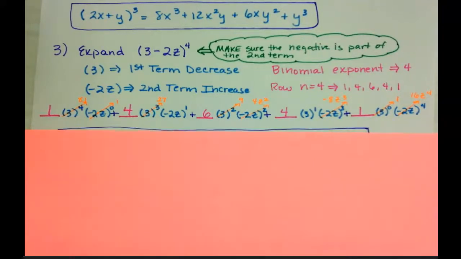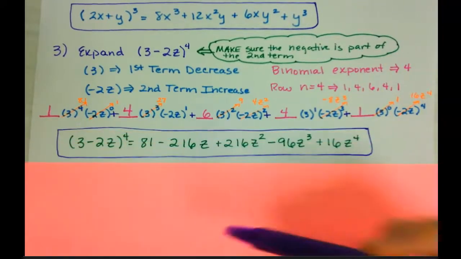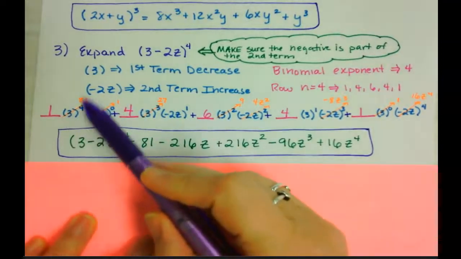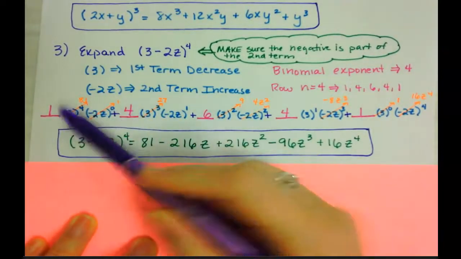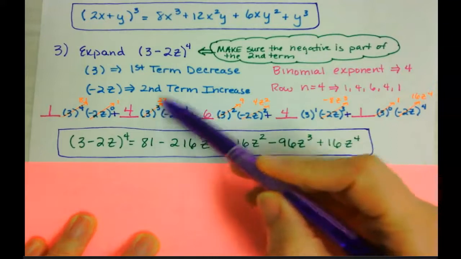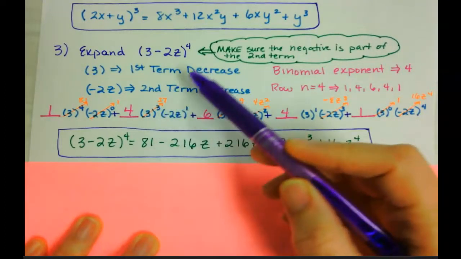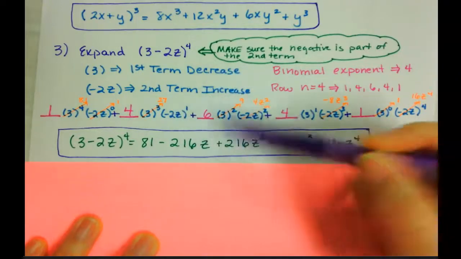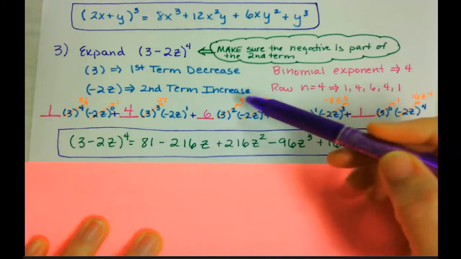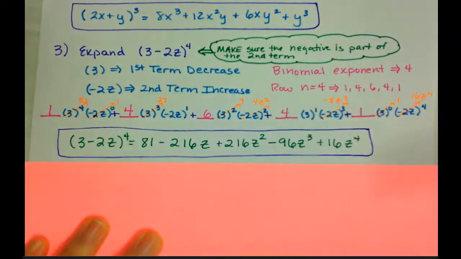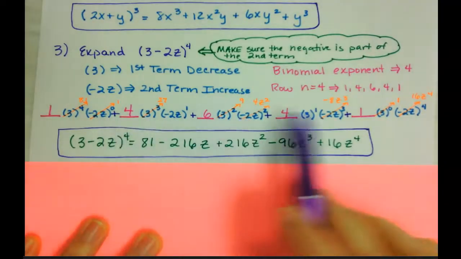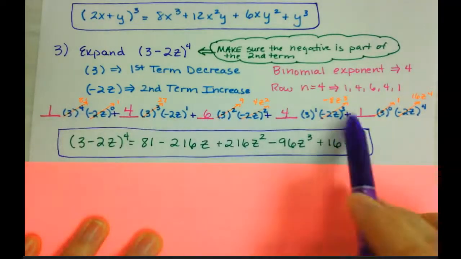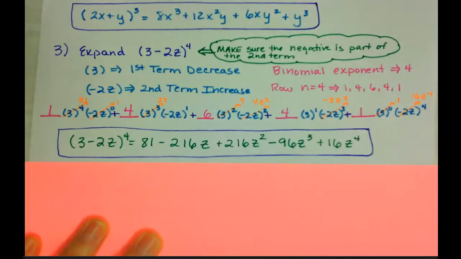So now we're going to clean it all up, and when we clean it all up, this is what we have. So 3 to the 4th is 81 times 1 times 1, and then 3 to the 3rd power is 27, 27 times 4 times negative 2. And so you just keep cleaning each term up that way. Don't forget, once you expand the terms, then don't forget to drop in the numbers from Pascal's triangle. So here's what we have.